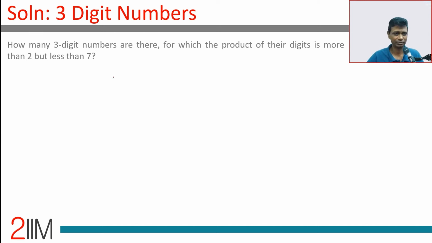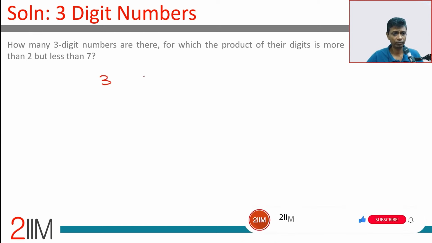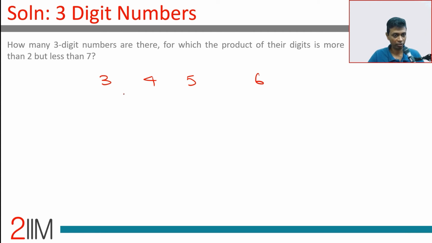How many 3-digit numbers are there for which the product of their digits is more than 2 but less than 7? More than 2 could be 3, 4, 5, 6. Product is 3. 1 into 3 is 3. So it has to be 1, 1, 3. So 1, 1, 3 could be 1, 3, 1, 3, 1, 1. 3 can be written as only 1 into 3. Straight away we can do this.